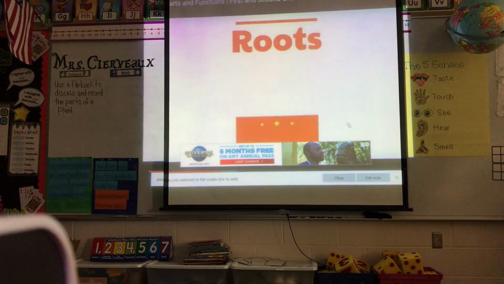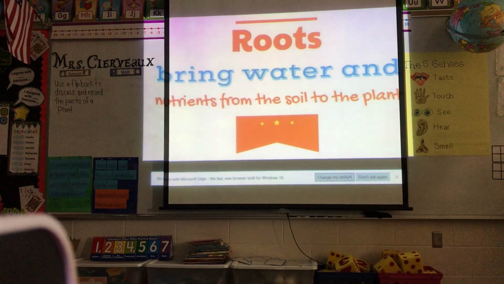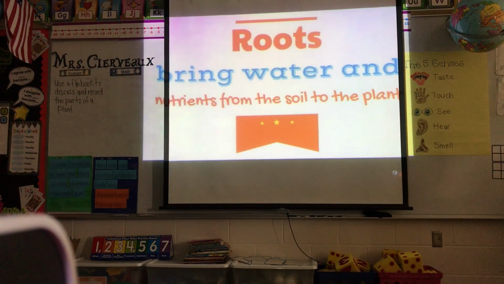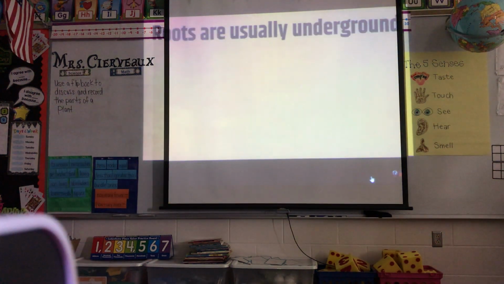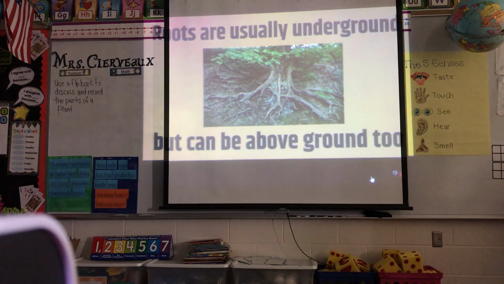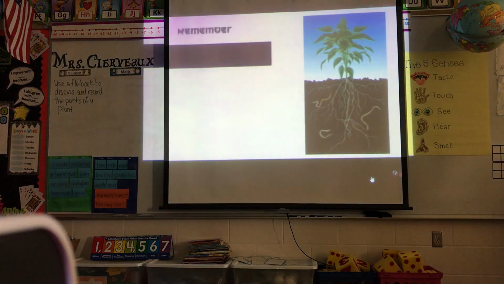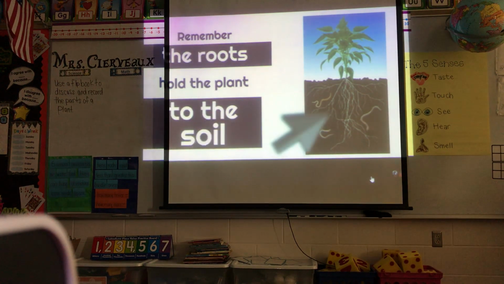Then, roots bring water and nutrients from the soil to the plant. Roots are usually underground, but can be above ground too. Have you ever seen a tree that looks like this, where the roots are above ground? Remember, the roots hold the plant to the soil.